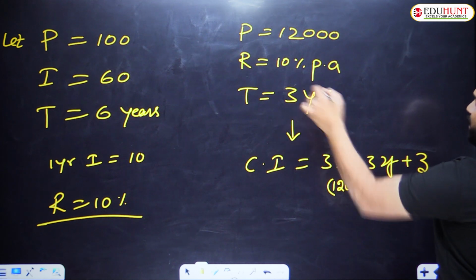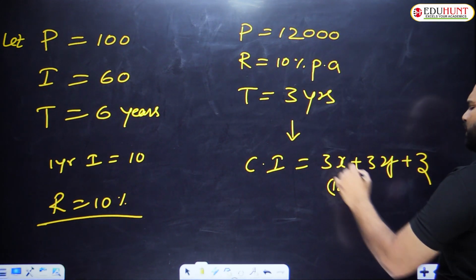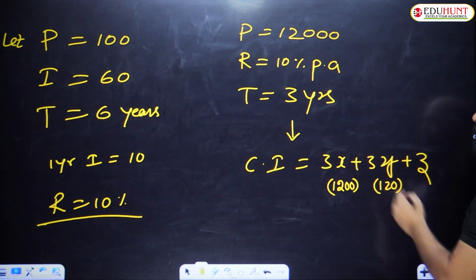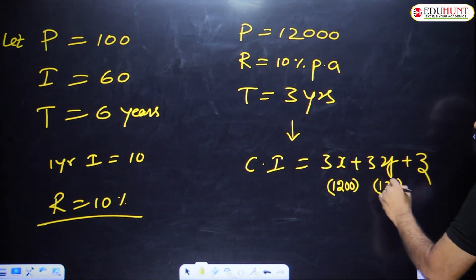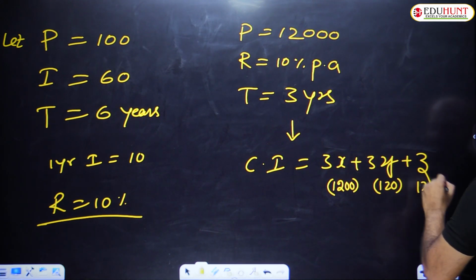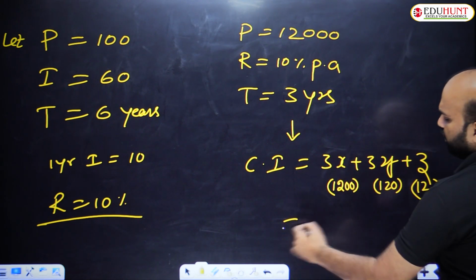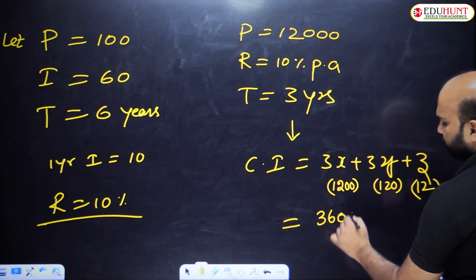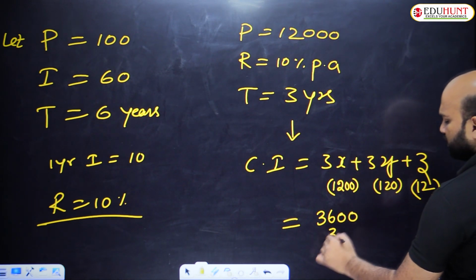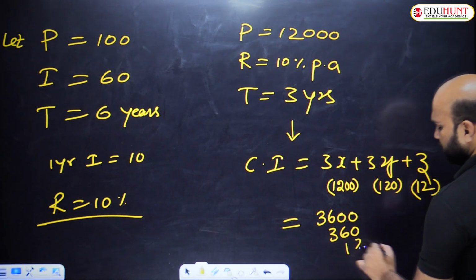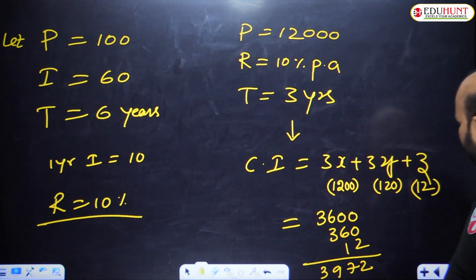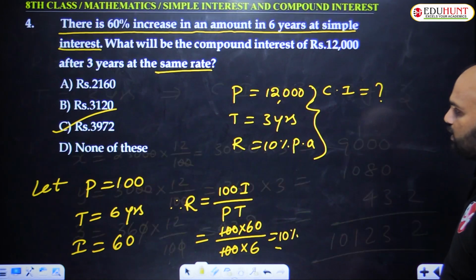Am I clear? How will get y value? 10% of x, 10% of 1200, 120. How will get z value? Again 10% of y, 10% of 120, 12. So this is a compound interest. 3 into 1200, 3,600. 3 into 120, 360 plus z 12. What is the total? 3,972 is a compound interest for 3 years. Option C is right answer.